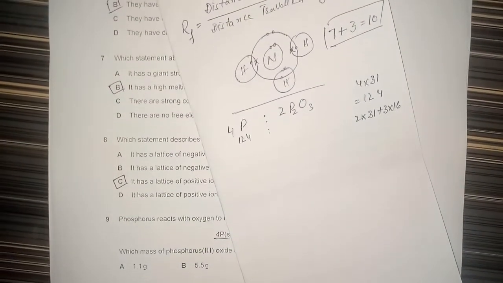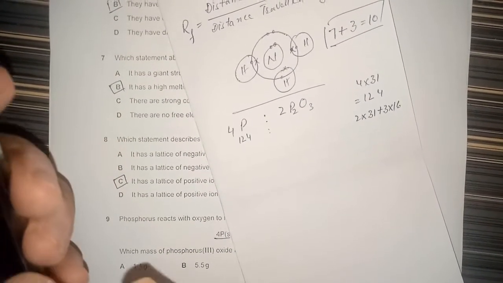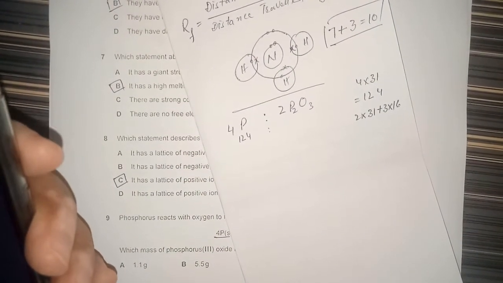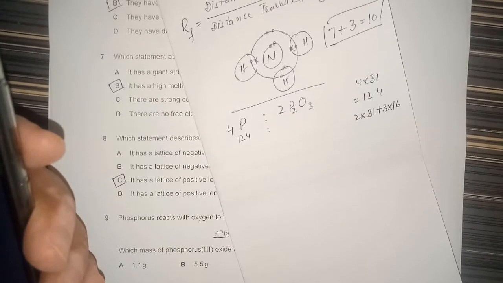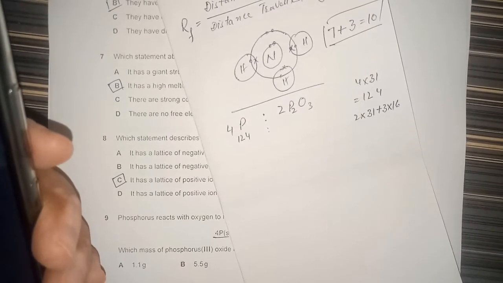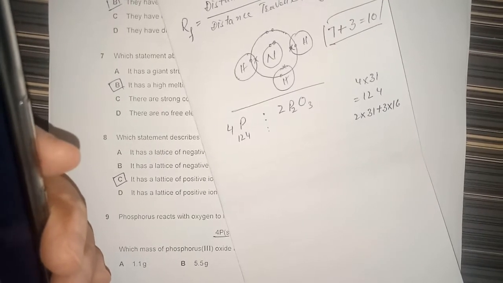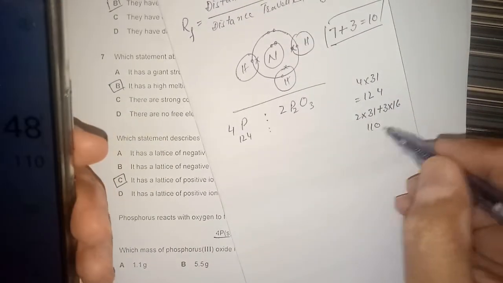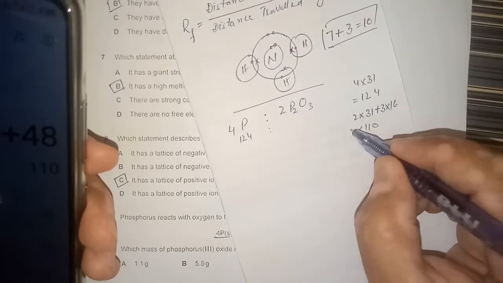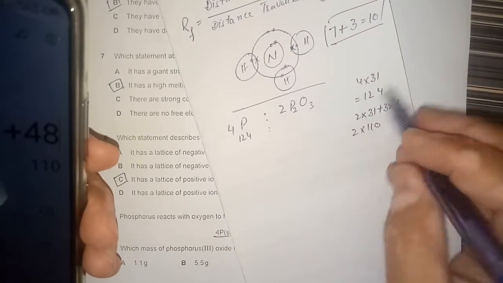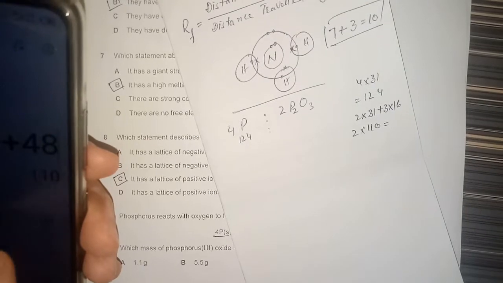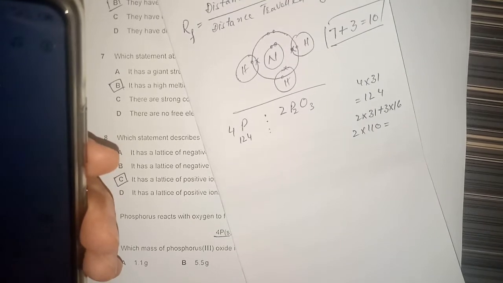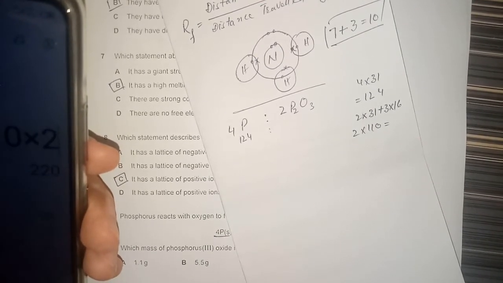By using the calculator, we can do some calculations, and here 2 times 31 plus 48, so the right answer is 110. But as we have 2 units, 2 times 110 will be equal to 110 times 2, which is 220.